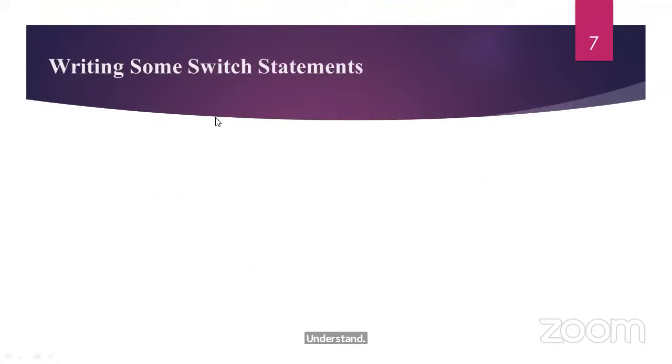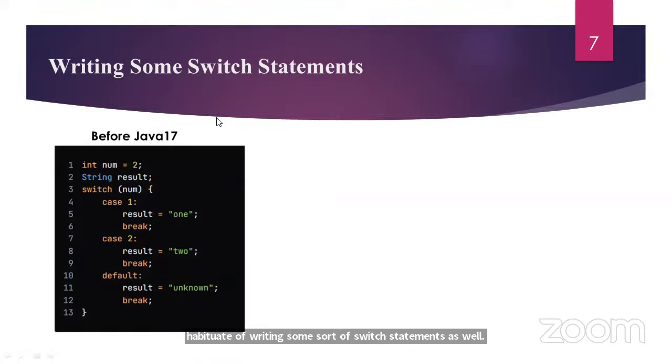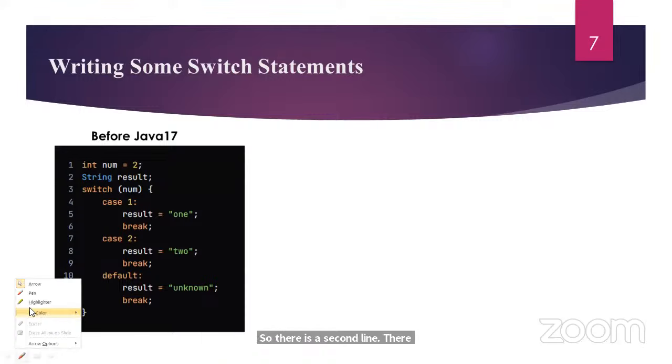So let's try to understand writing some switch statements, guys. We need to get habituated to writing switch statements as well. Before Java 17, how can you assign the value to the result? There is a second line here which we have, right?